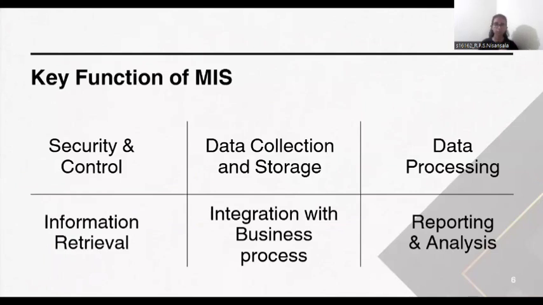Now I would like to talk about key functions of MIS. First one, security and controls to ensure that data is protected. Second one, information retrieval. It makes data easily accessible. Third one, data collection and storage. MIS can organize vast amount of information. Fourth one, integration with business processes. Fifth one, data processing. MIS helps to turn raw data into actionable insights. Sixth one, reporting and analysis to make better decisions.